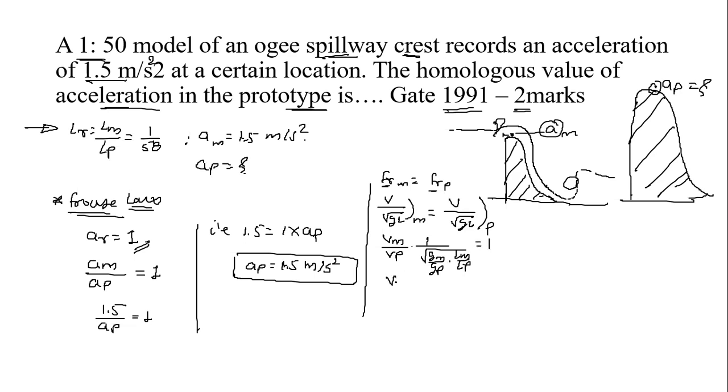Vm by Vp is the velocity scale ratio Vr, divided by g, which remains the same, acceleration due to gravity. Means what else remains? Root of Lr. Then we are knowing Vr is equal to root Lr रहता है. Okay, Vr is equal to root Lr. Here you will get Vr is equal to root Lr.